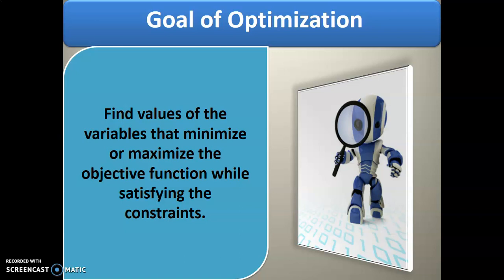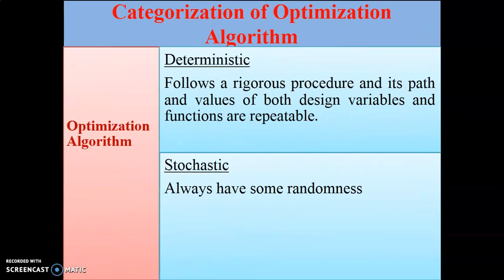The objective function is the thing which you want to optimize. For example, I want to purchase a car and I want to optimize the cost, so my cost should be minimum. But the constraints are, for example, size, some limitations, some models, something like that. So it will satisfy all the constraints but try to minimize the cost. So the cost is the objective function. Categorization of optimization algorithms: we have two kinds of optimization algorithms, deterministic and stochastic.